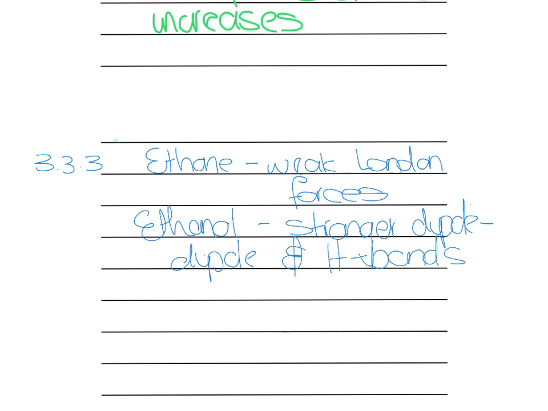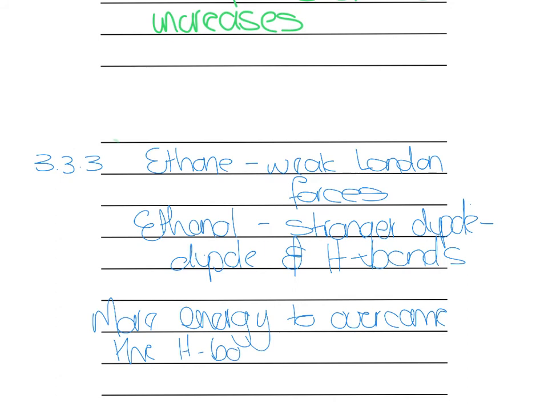So what that means is this: more energy is needed to overcome the hydrogen bonds. Therefore, higher boiling point. Straightforward. Really nothing that difficult about those, okay? You could have also answered that as less energy needed to overcome the weak London forces for the ethane, so it has the lower boiling point.